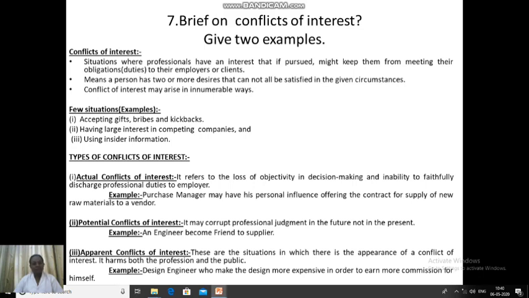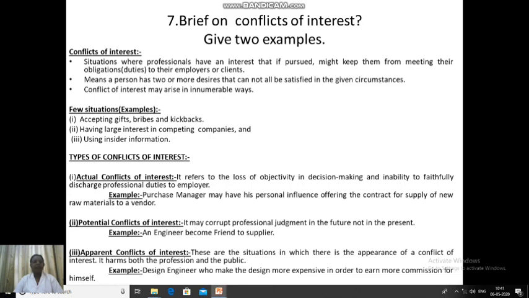Types of conflict of interest. Actual conflict of interest, it refers to the loss of objectivity in decision making and inability to faithfully discharge professional duties to employer. Example, purchase manager may have his personal influence offering the contract for supply of new raw materials to a vendor. Potential conflicts of interest, it may corrupt professional judgment in the future, not in the present. Example, an engineer becomes friend to supplier.